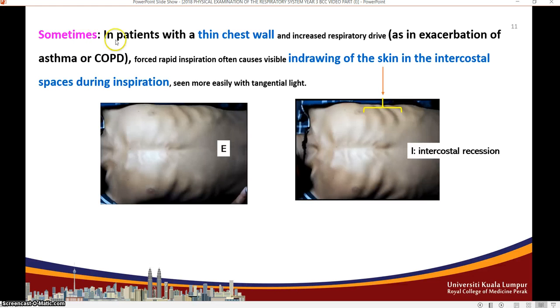Sometimes in patients with a thin chest wall, as in exacerbation of asthma or COPD, you can see indrawing of the skin in the intercostal spaces during inspiration, that is, intercostal recession.